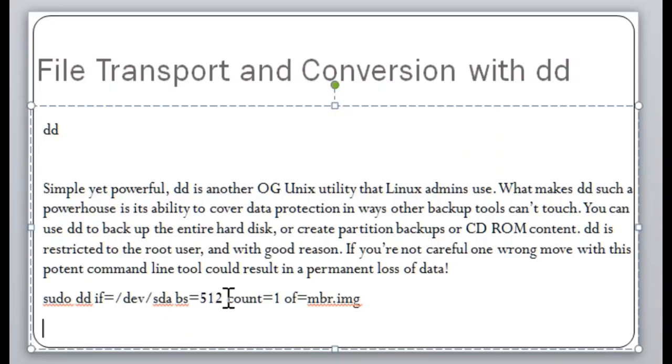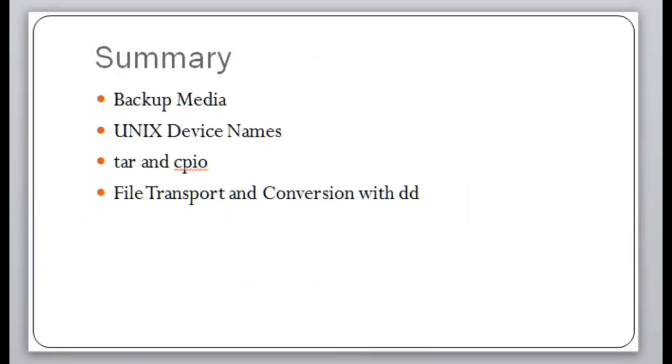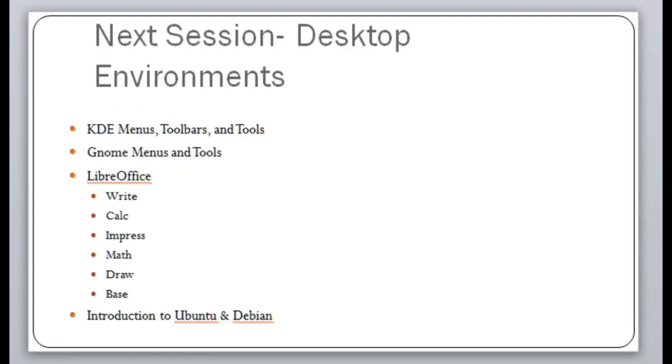And that's why this can be very dangerous if you're not sure what you're doing. All right, let's go ahead and move on to the next slide, which is going to be our summary here. So we went over backup media. We went over Unix device names. We went over tar and cpio as well as dd. We went over file transport and the conversion with dd.